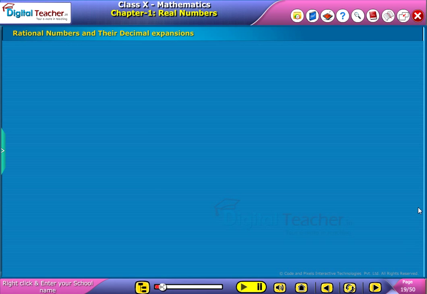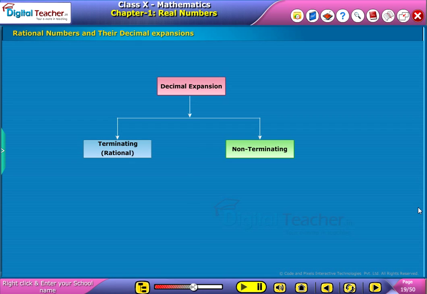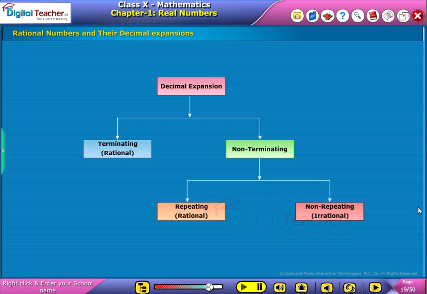Let us discuss rational numbers and their decimal expansions. Decimal expansion is classified into terminating and non-terminating. The non-terminating is further classified into repeating and non-repeating. Let us discuss each in detail.